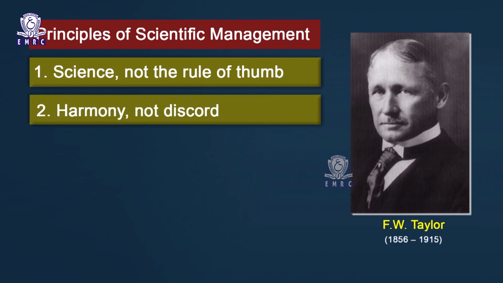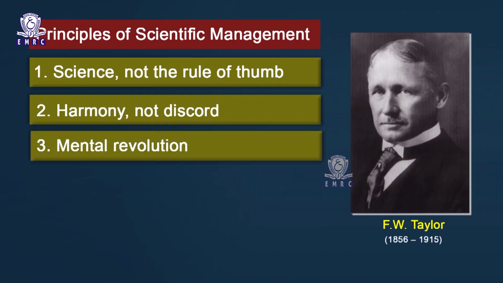Harmony, not discord. Taylor believed that the relationship between the workers and management should be cordial and completely harmonious. Difference between the two will never be beneficial to either side. Management and workers should acknowledge and understand each other's importance. Taylor also suggested the mental revolution for both management and workers to achieve total harmony.